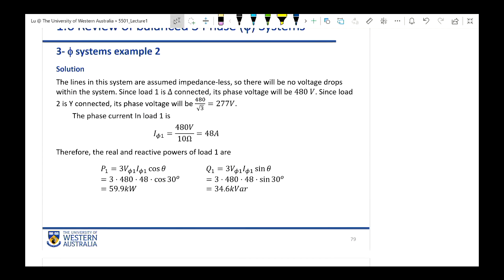So the lines in the system are assumed impedance-less. So this is the condition given in the question. There will be no voltage drop across the transmission lines when the electricity is transmitted from the generator to the load. If there's no impedance, impedance is 0.